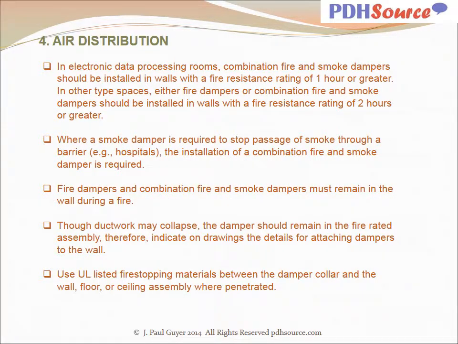In electronic data processing rooms, combination fire and smoke dampers should be installed in walls with a fire resistance rating of 1 hour or greater. In other types of spaces, either fire dampers or combination fire and smoke dampers should be installed in walls with a fire resistance rating of 2 hours or greater. Where a smoke damper is required to stop passage of smoke through a barrier, such as in hospitals, the installation of a combined fire and smoke damper is required.